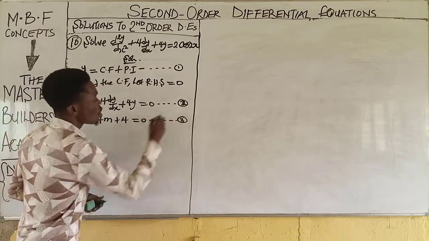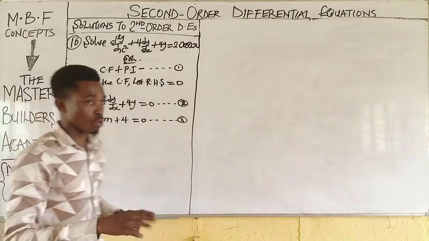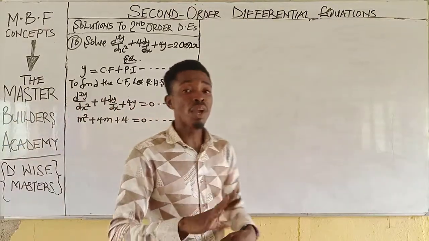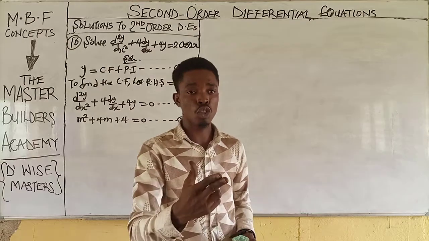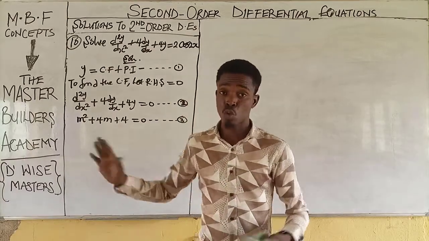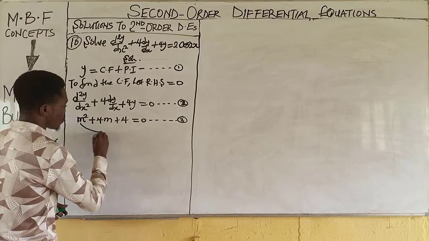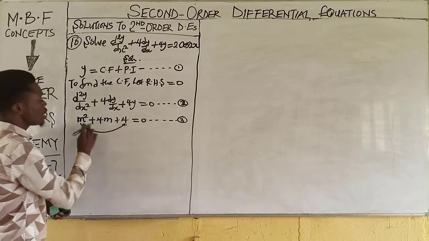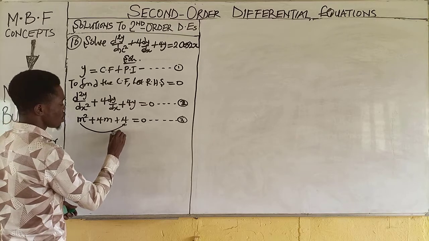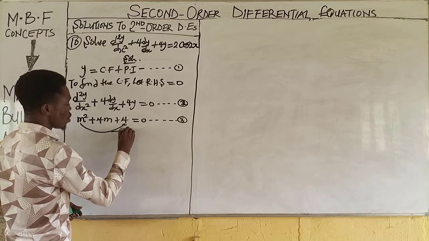This is equation 3, which is the auxiliary equation. Now from the auxiliary equation, we can obtain the roots by solving this equation quadratically. To do this, all we do is use the factorization method. This term multiplied by this term would give us plus 4m squared.